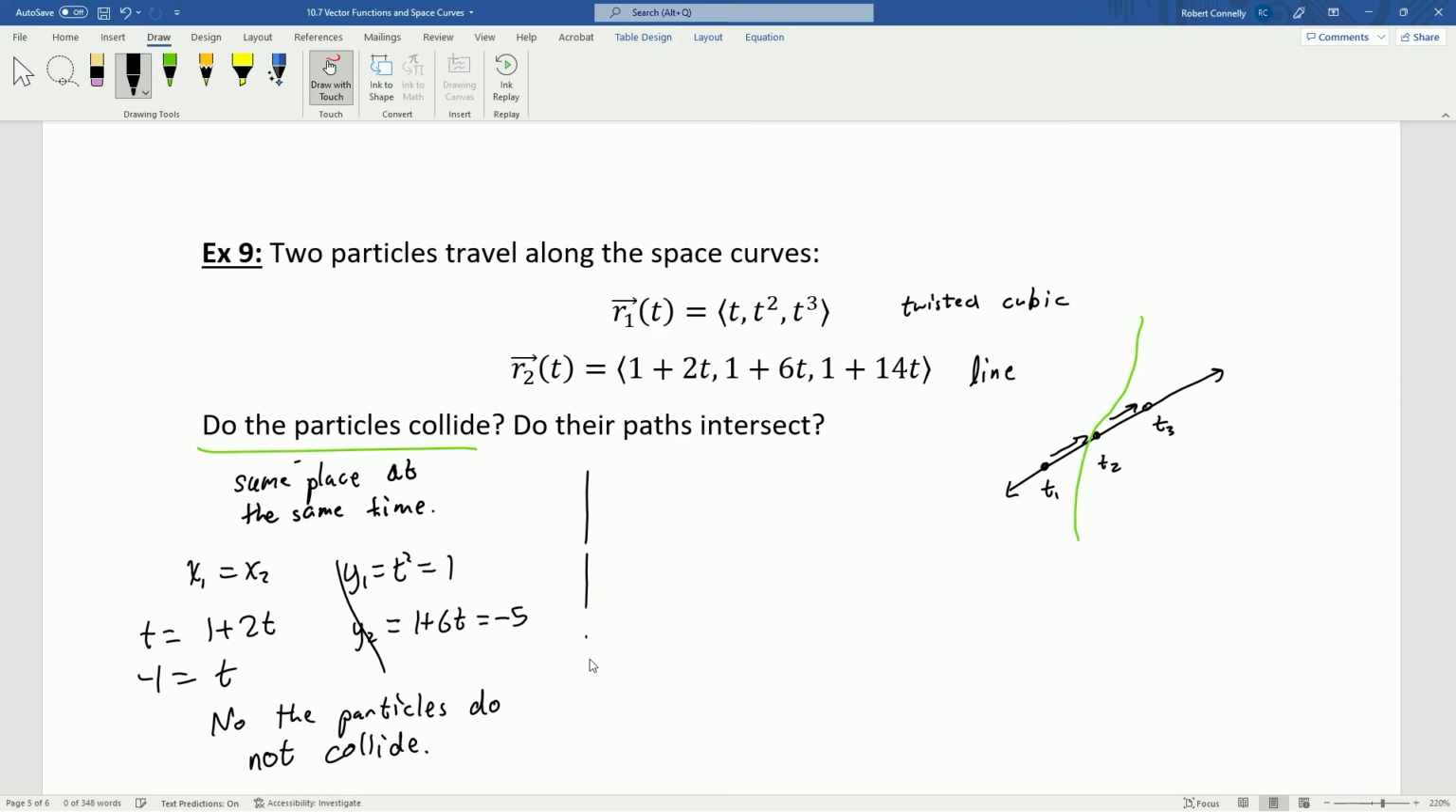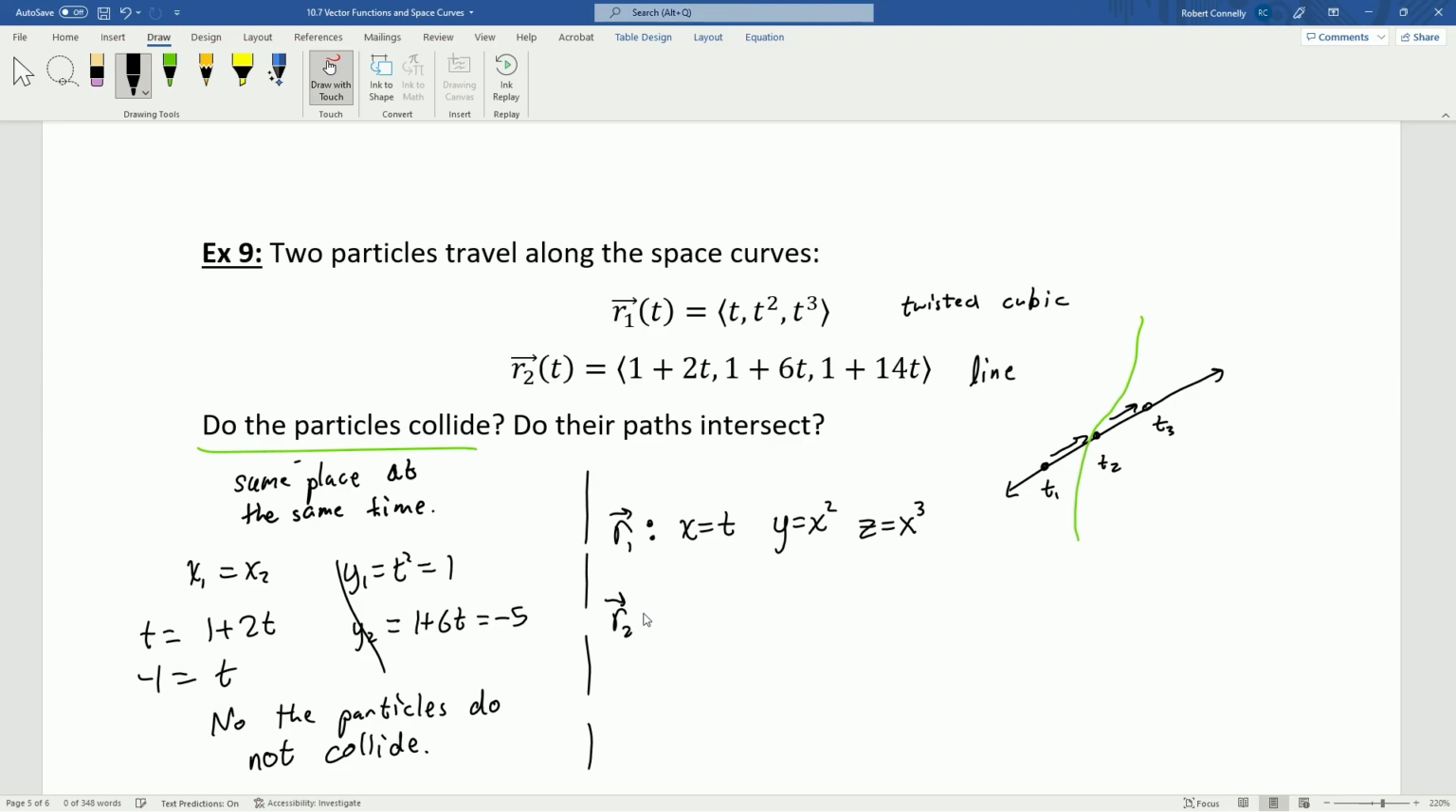Okay, so do their paths intersect? Well, that's a little bit of a tougher question. Here, we need to remove the parameterization of the curves so that we don't have to worry about whether they have the same t values or not. For the first curve, x equals t, and since y is t squared, we can write y as x squared and z as x cubed. So there, we've removed the parameterization for each component.